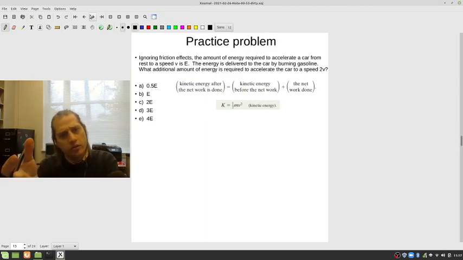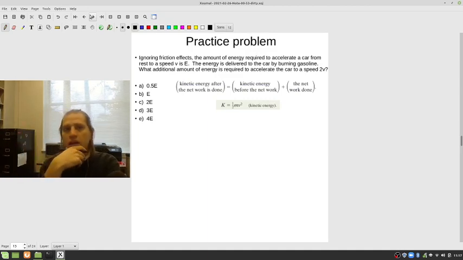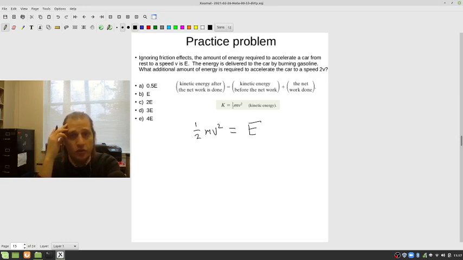Okay, so let's just do a quick practice problem with this. If we ignore friction effects, the amount of energy required to accelerate a car from rest to speed v is E. Okay, so if you have kinetic energy before the work, and the kinetic energy after this would be 1/2 mv squared, the work that we would put in is E. Now, the question that they ask is, what additional amount of energy is required to accelerate the car to a speed 2v?